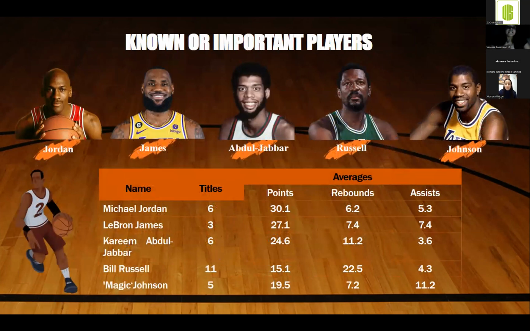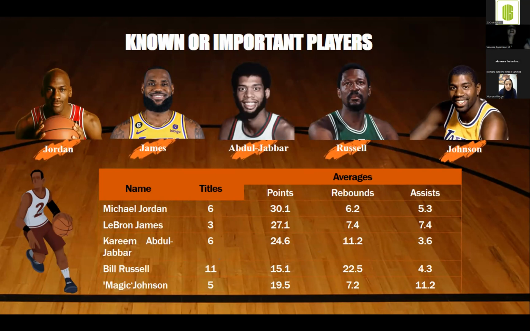In the table are the most important players. You can see the number of titles, also the average points, rebounds, and assists. The organization of the table is from highest to lowest points. In the first place is Michael Jordan.